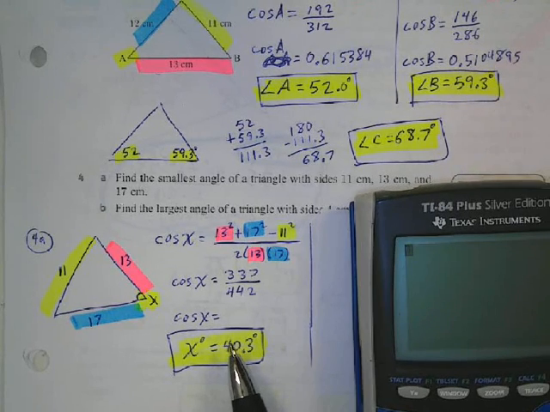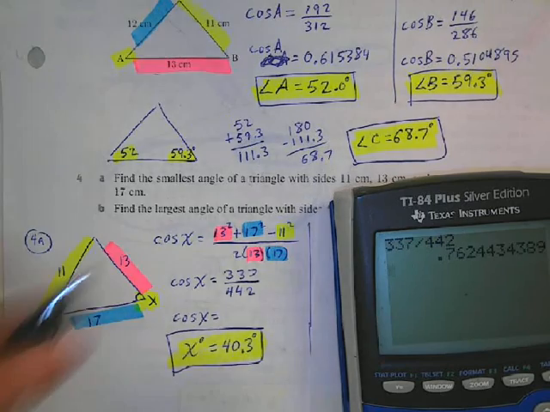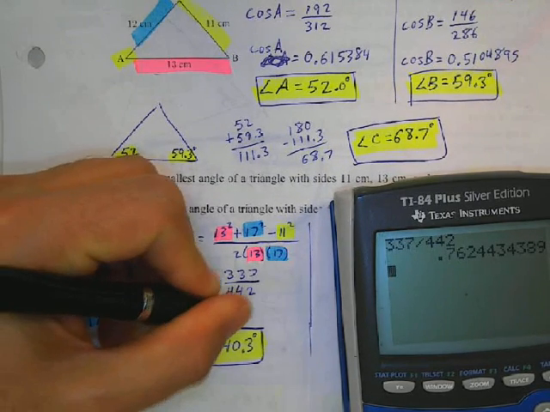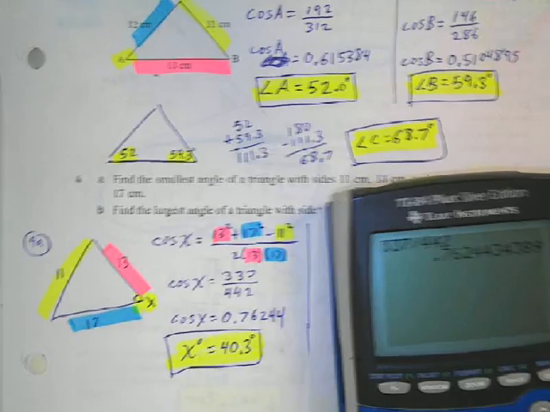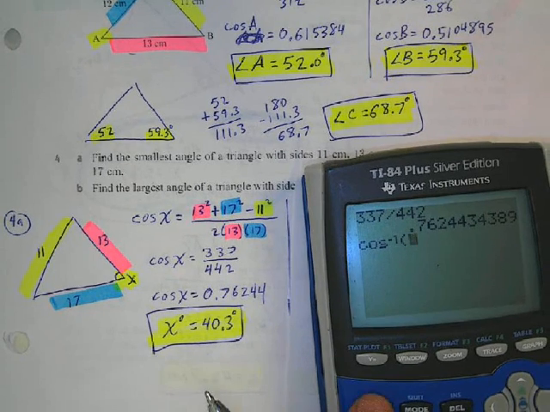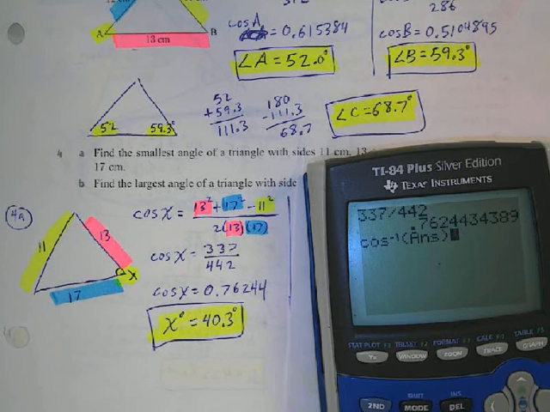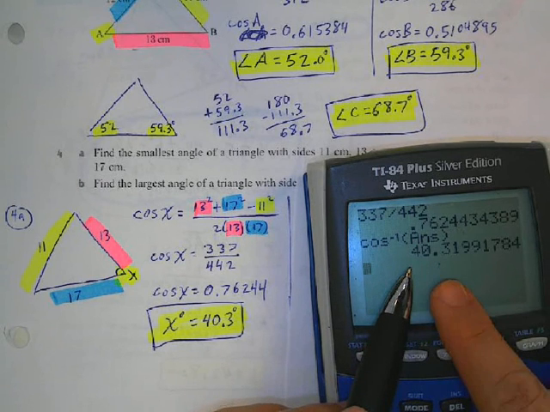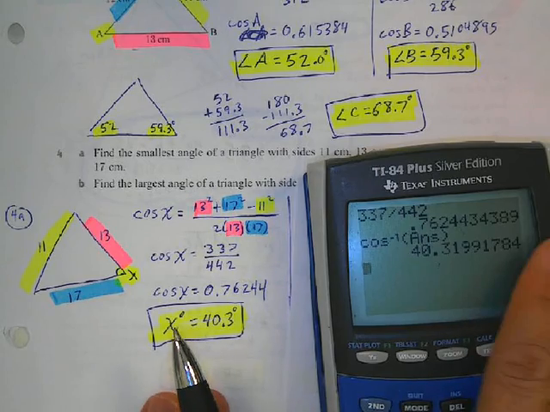So let's just, I hit 337 divided by 2. I get 0.7624, and so on. And then I can do second cos, the little negative one button, you can get the answer there, parentheses, and then I get the angle is 4.3. Okay, you might want to hit pause and copy this down.